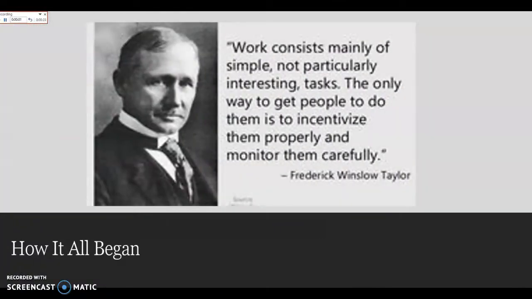Frederick W. Taylor was born in Philadelphia in 1856. He was a pioneer in workplace efficiency and one of the fathers of the classical approach. He once said, "Work consists mainly of simple, not particularly interesting tasks. The only way to get people to do them is to incentivize them properly and monitor them carefully."